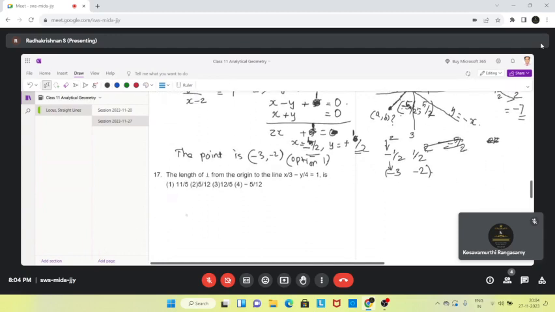Okay. Now, length of perpendicular from the origin to the line x by 3 minus y by 4 equal to 1. What is the length of the perpendicular from the origin to this line? This is a very straightforward question. We know the formula for the length of the perpendicular to a line from a point. Here the point is the origin. So we have to convert it into the standard form, that is ax plus by plus c equal to 0.